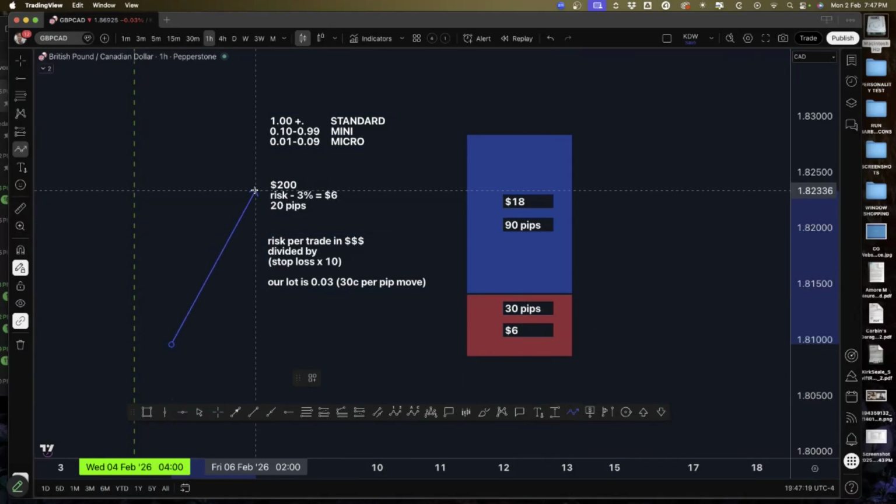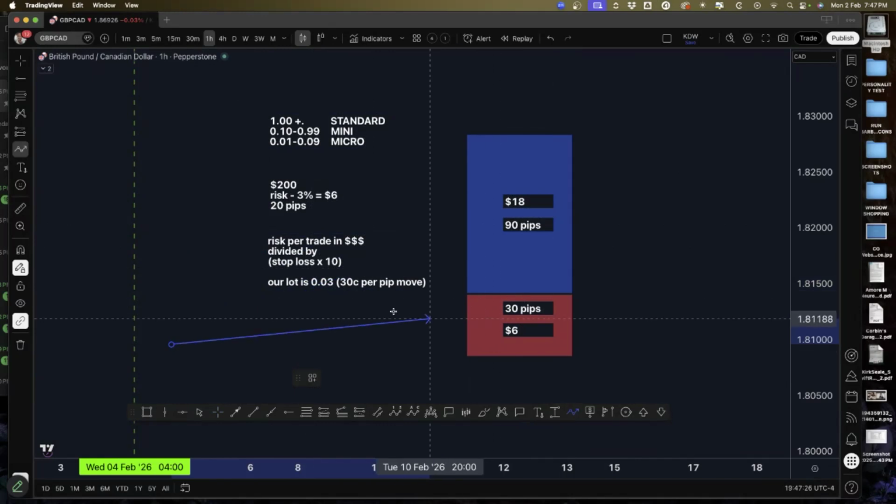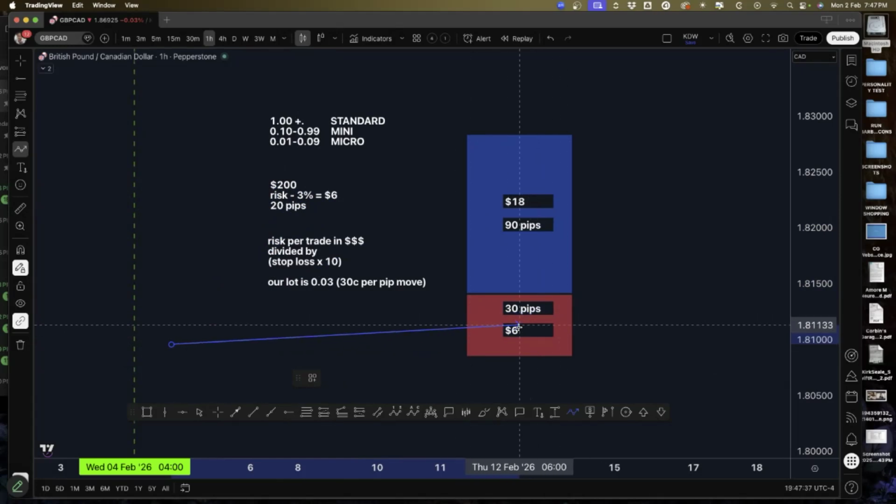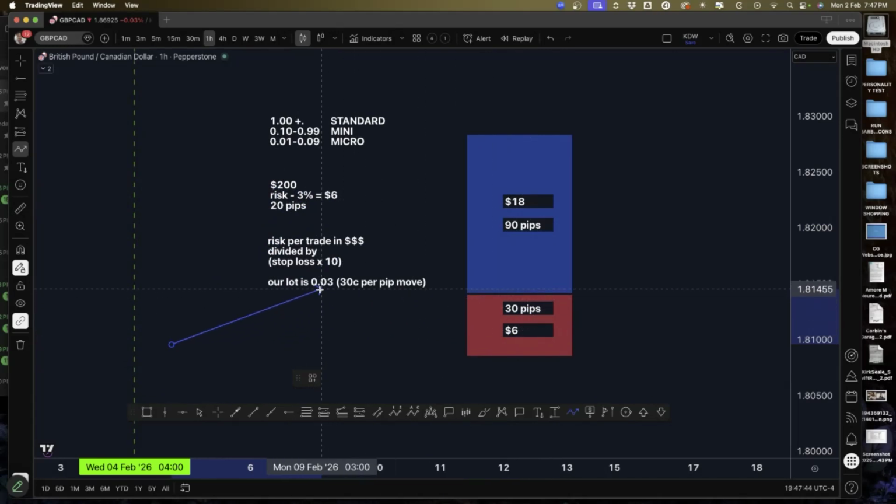Sometimes because of what our risk is and because of what our balance is, we would not be able to take the trade, and that's completely fine. So with this stop loss at 30 pips, our risk is still 3%. 3% of $2,200 is still $6. So regardless of what this stop loss is, it's still $6. We're going to see if we're going to get a lot size that we can use, or if we have to just leave this trade alone.